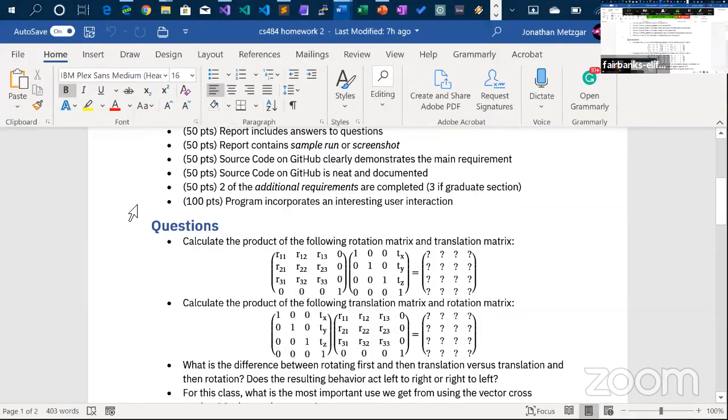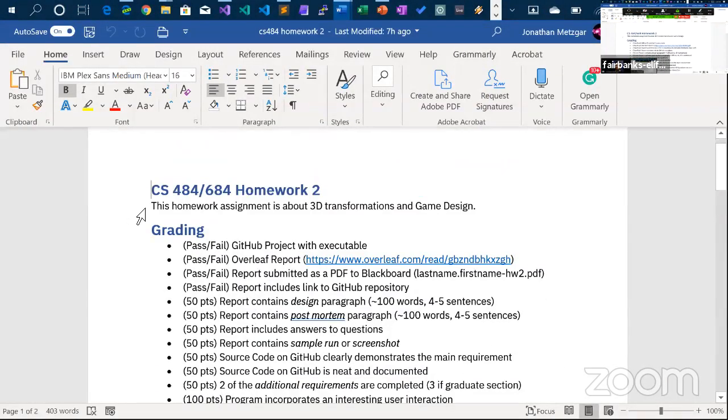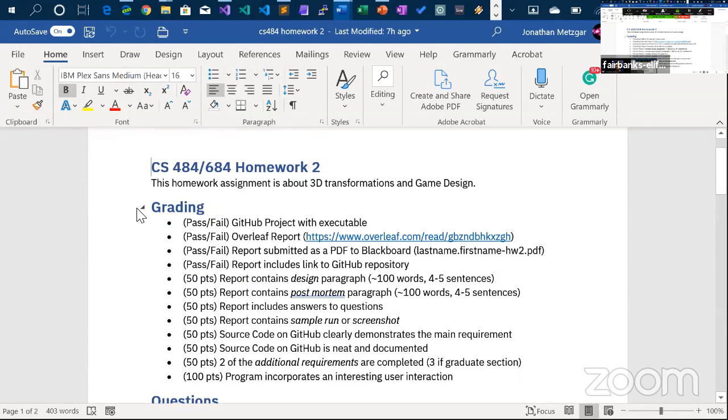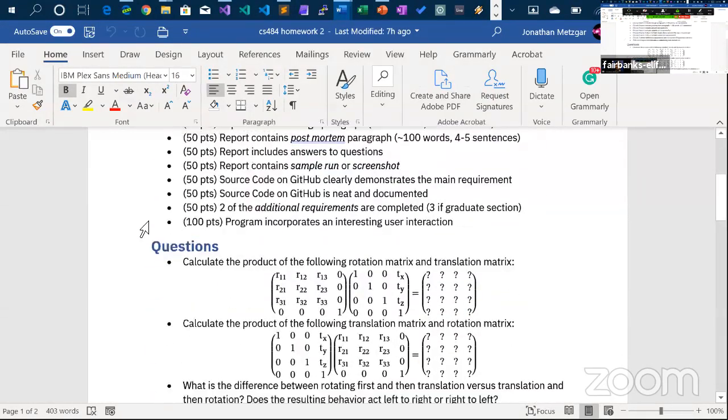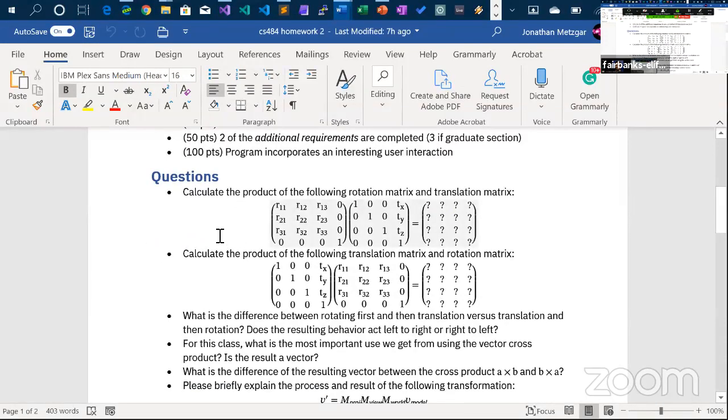Okay, so let's take a look at homework 2. This is still a draft form. It's almost done. So the idea here is we're going to have some questions, kind of talk about the mathematics side. So I'd like you to multiply these matrices out, a rotation matrix and a translation matrix, and find out what happens when you do it backwards.